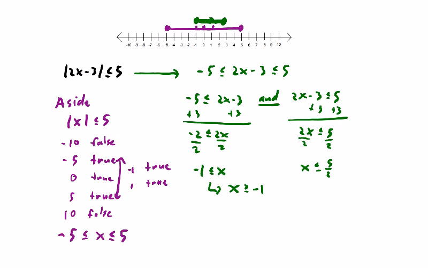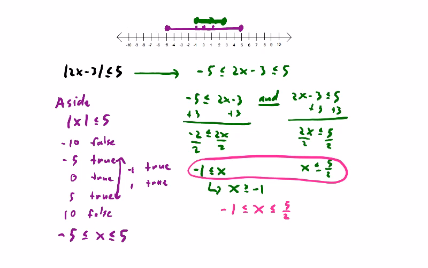How can we put that together as a single statement? Probably it's best to look at what we have right here and rewrite that as -1 is less than or equal to x, which is in turn less than or equal to 5 halves. So when we have an and statement, the solution is sandwiched between two values.